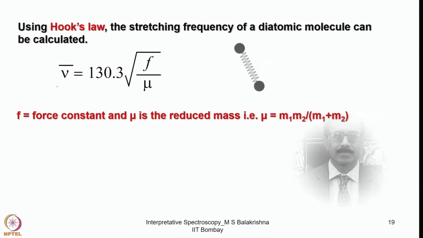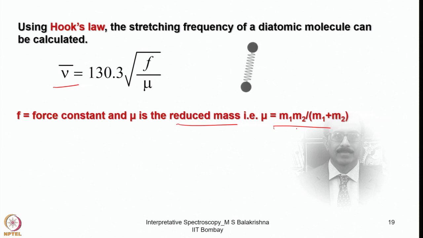Now, using Hooke's law, the stretching frequency of a diatomic molecule can be readily calculated. Here the equation is simplified and more useful. It is not very complicated, and it is very easy to remember. Nu bar, that is the wave number, equals 130.3, a constant we obtain after simplification, into the square root of F over mu, where F is the force constant and mu is the reduced mass. How to determine reduced mass, we know. If a diatomic molecule has two atoms of mass m1 and m2, then mu equals m1 into m2 divided by m1 plus m2.